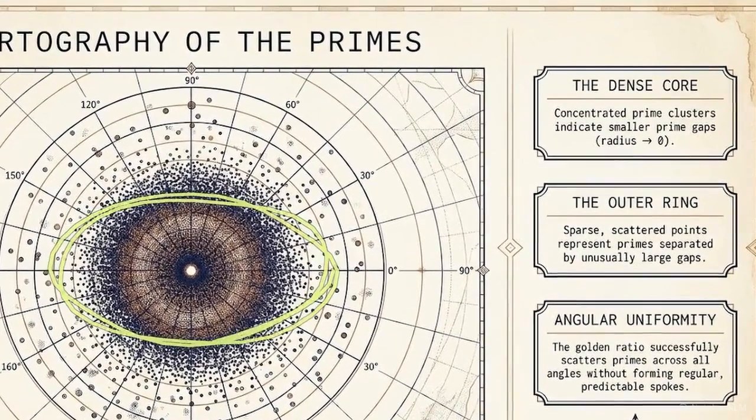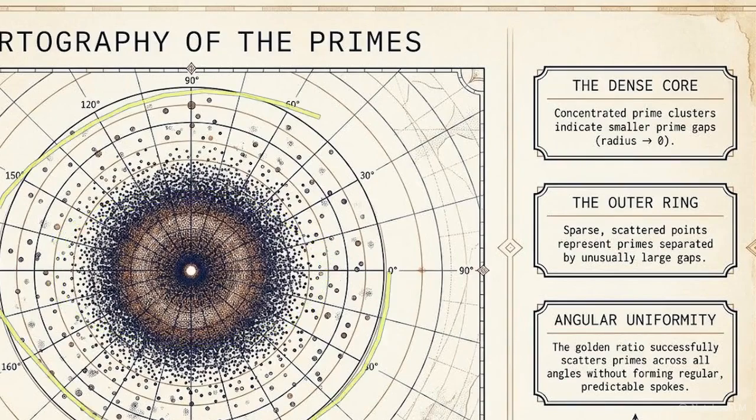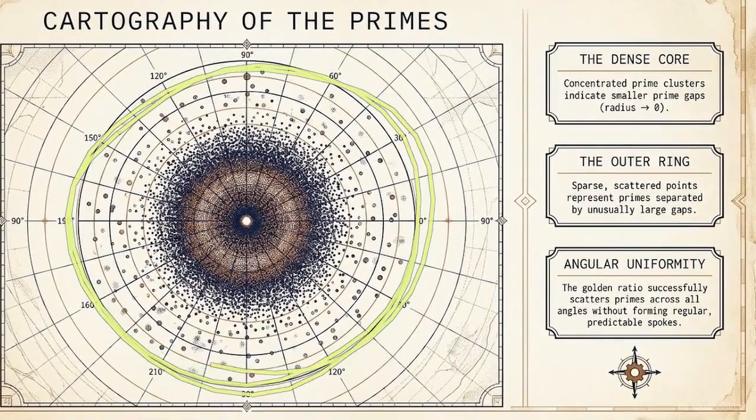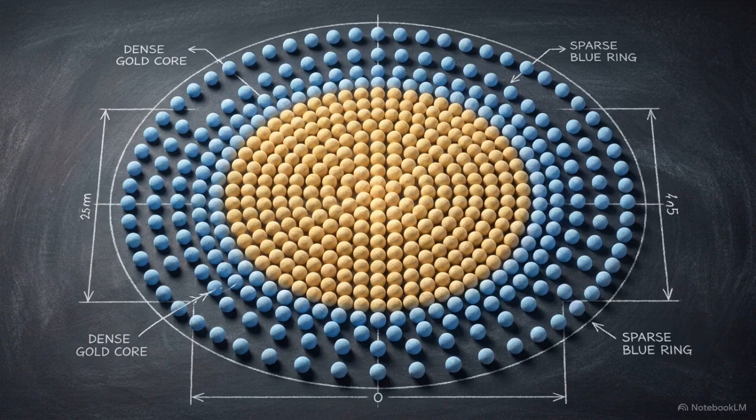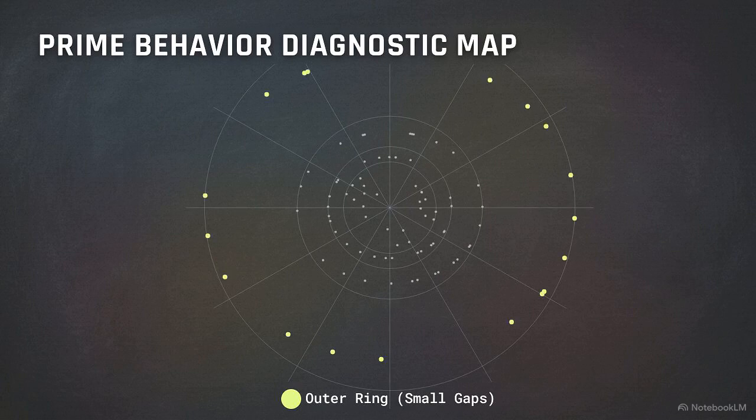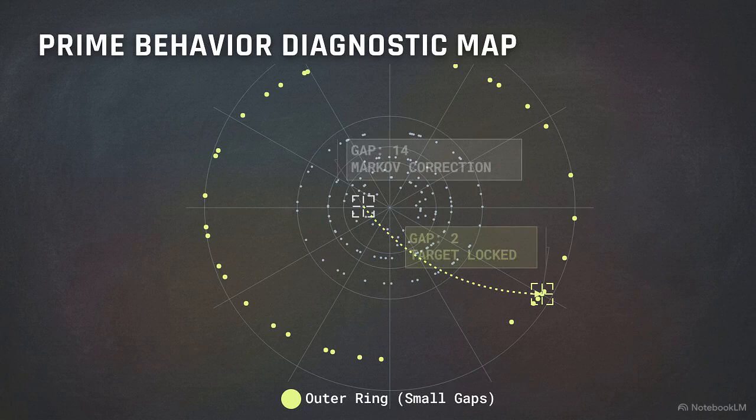A dense inner core emerges, formed by those rare, massive gaps, completely surrounded by a distinct outer ring of frequent small gaps. By running the numbers through this polar framework, the unpredictable spacing of integers resolves into an organized, symmetrical structure. This two-dimensional map is a diagnostic tool, exposing predictable rules of behavior that govern the entire prime sequence.